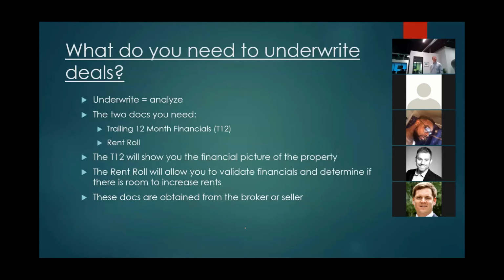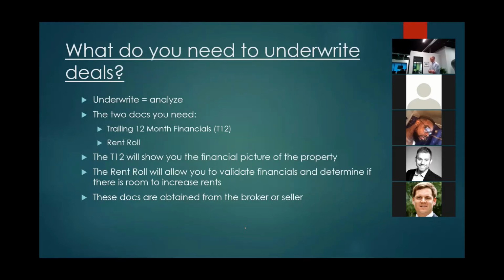The trailing 12-month financials show you the financial picture of the property. How is it performing? That's what you need to analyze the deal properly. The rent roll can also be used to validate financials. One thing I look at is, does the rent roll match the T12? First, I always look at whether the total income on the rent roll matches the income on the T12. What are the vacancy numbers? Do those match up? Oftentimes you'll see they're off a little bit. So always check that.